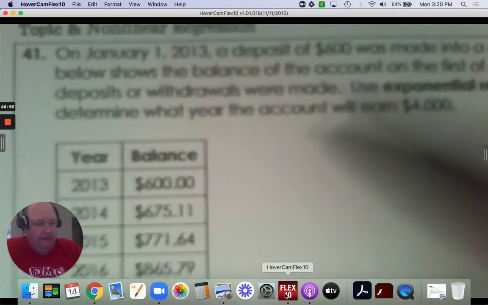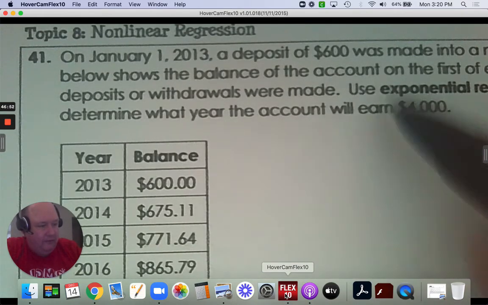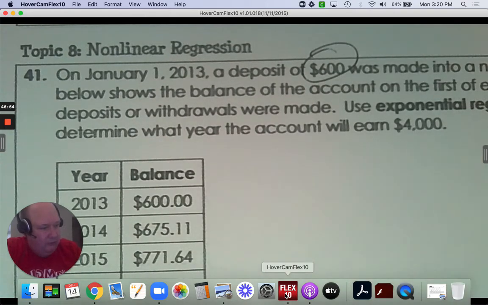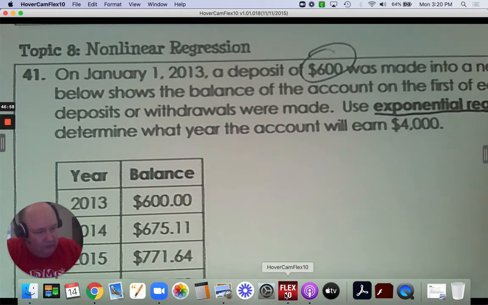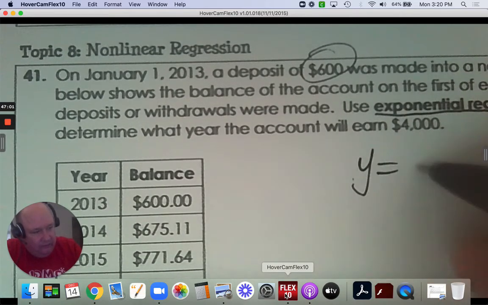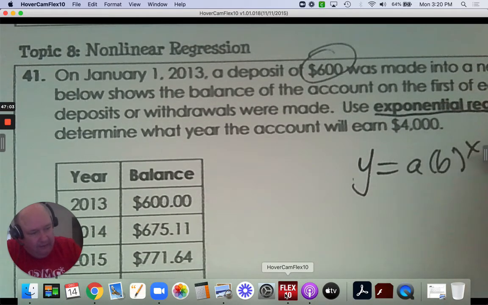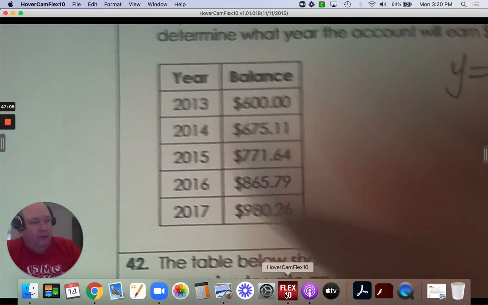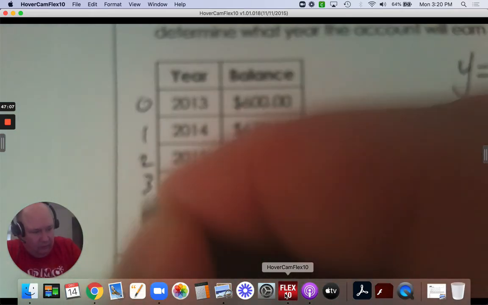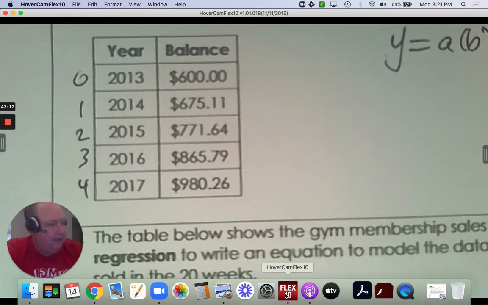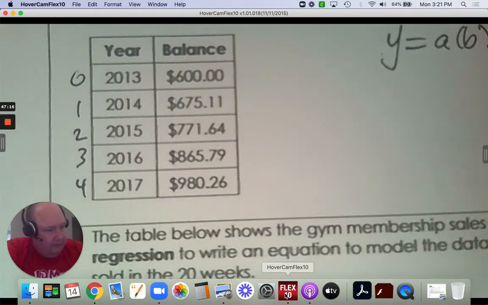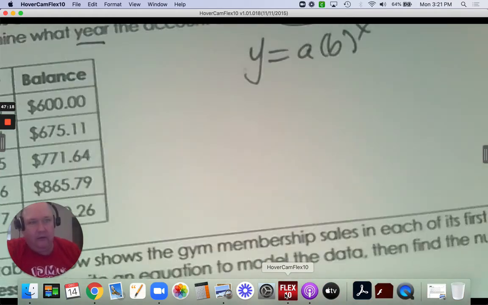All right, last three questions are regression questions. On January 1st, 2013, a deposit of $600 was put in a new investment. The table below shows the balance. It says use an exponential growth regression. So that's a times b to the x. That's the model we're going to use. We're going to use 0, 1, 2, 3, 4 when we put it in. And then we're going to create a model. And then we're going to answer the question, what year the account will earn $4,000.